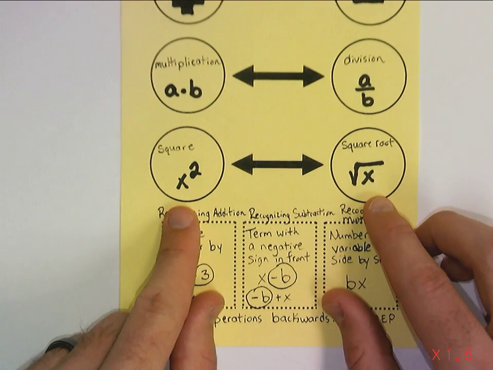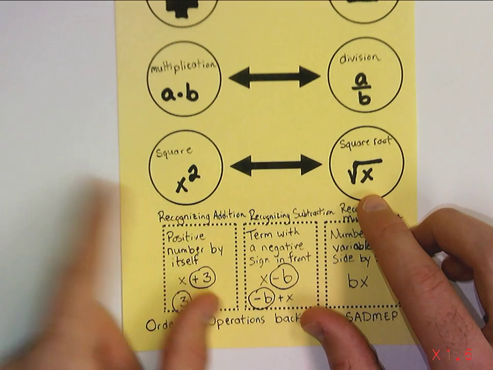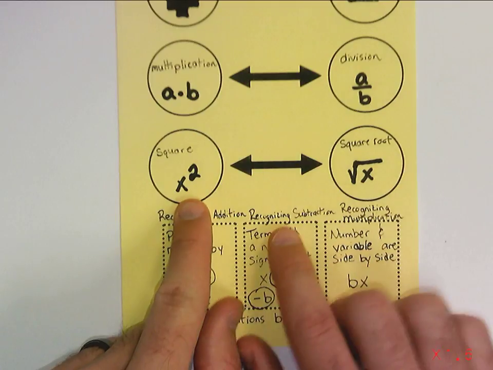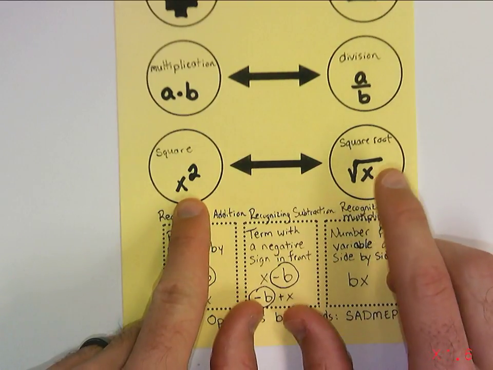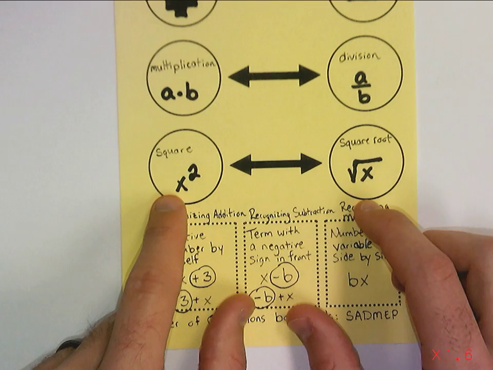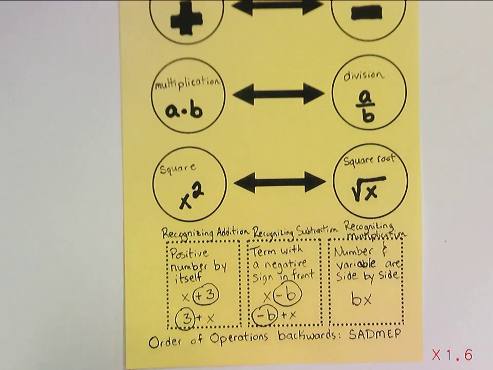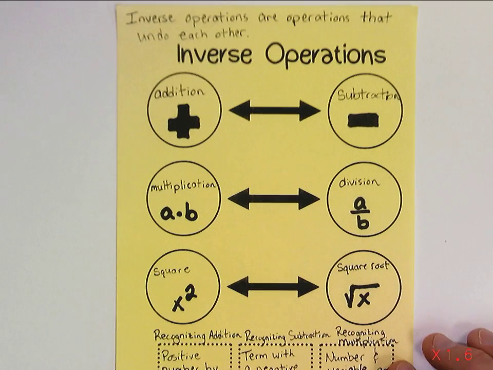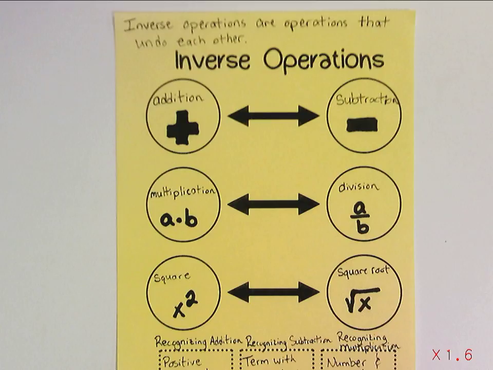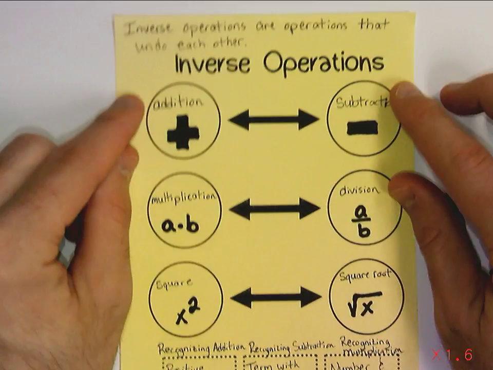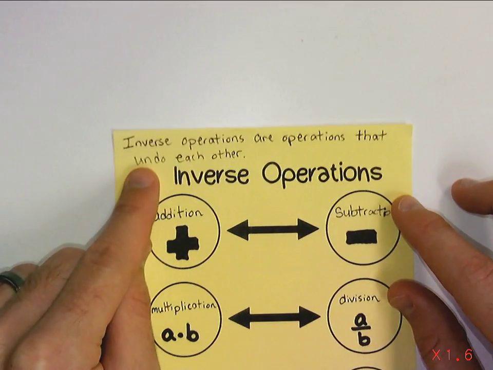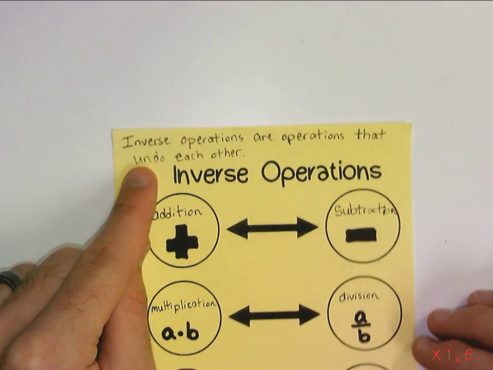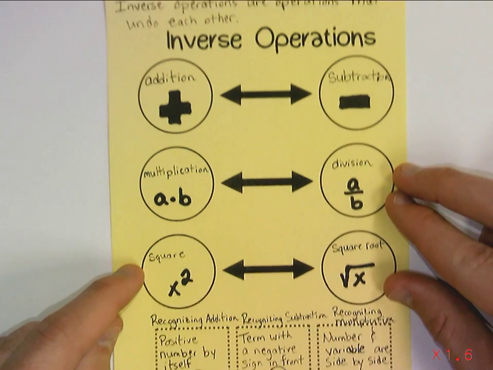And we won't see this much within our courses, but if I square something, in order to undo it, I take the square root. And if I want to undo a square root, I would square it. So these are the inverse operations that we apply to our equations in order to isolate a variable or get it by itself. And as I have listed up here, inverse operations are operations that undo each other. And I have just explained those below.